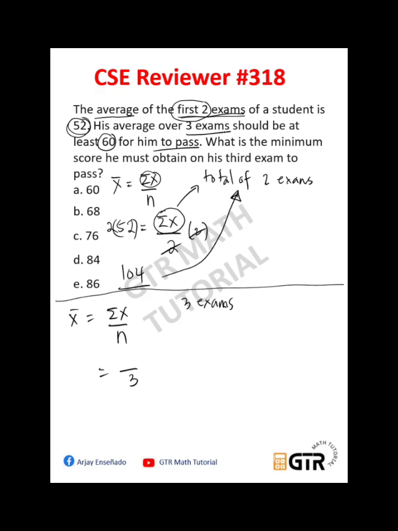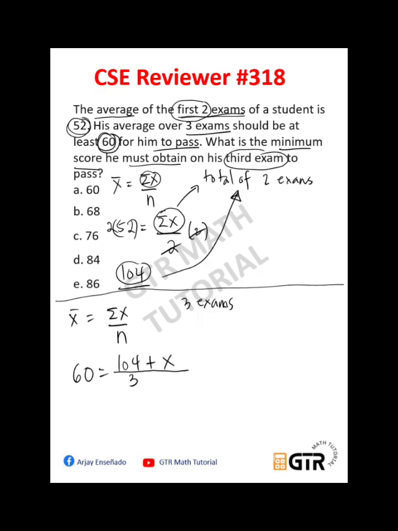His average over 3 exams should be at least 60, so the average should be 60. The question is, what is the minimum score he must obtain on his third exam? The sum of the first 2 exams is 104, so we have 104 plus the third exam. We don't know the third exam, so we will put a variable, let's say x.